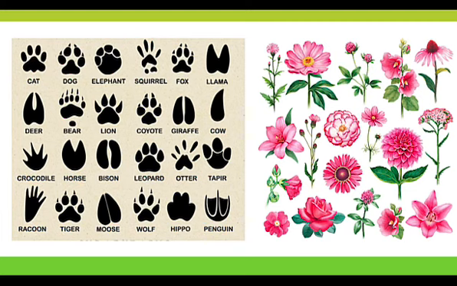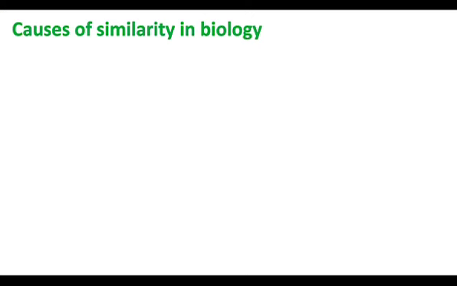So, we're used to seeing similarity in organisms. We're so used to it. Most of the time, we don't even notice that, oh, these things are similar. Of course they're similar. But I want us to think about why this similarity exists in biology. And here are some possible causes.